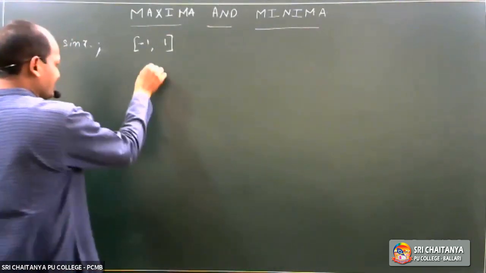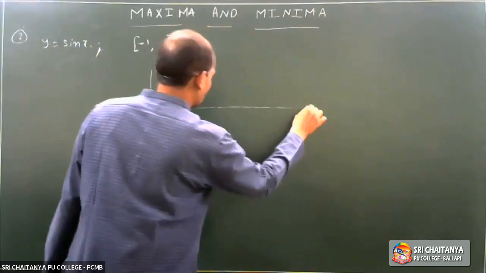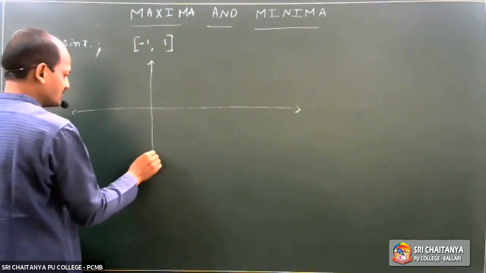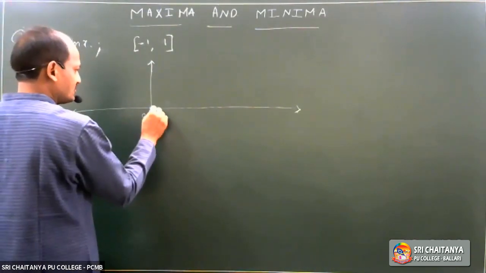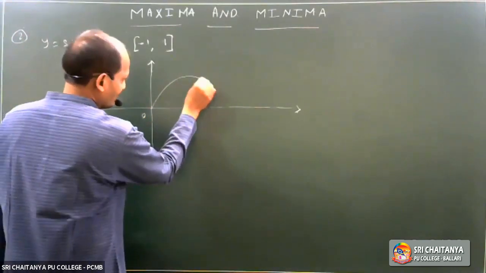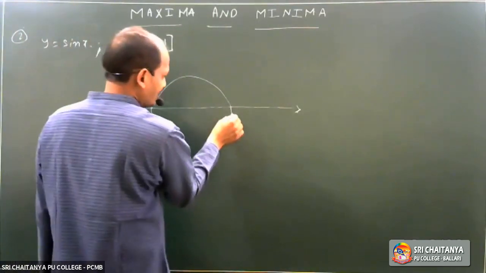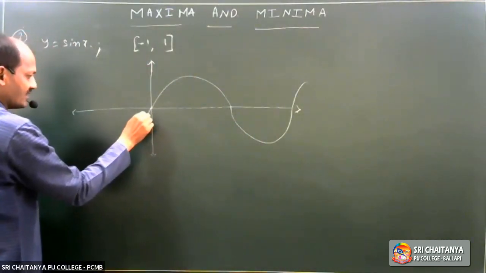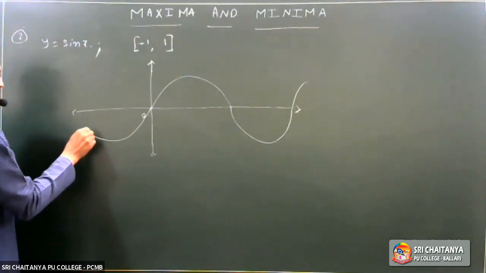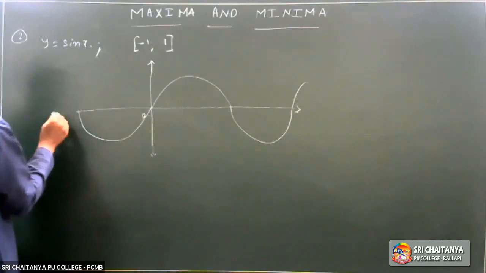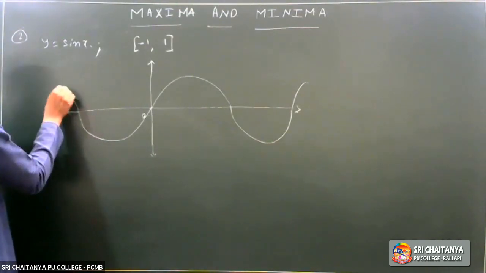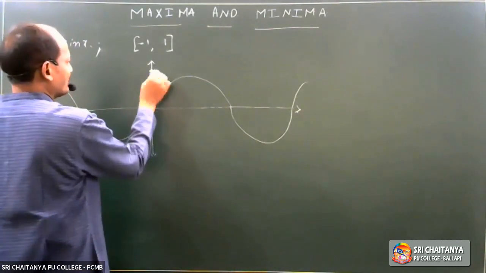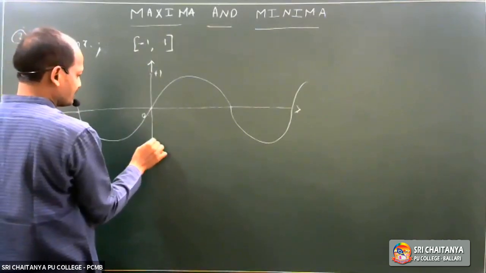You know the sine graph. The sine graph passes through the origin. Sine 0 is 0. Sine 90 is 1. Sine 180 is 0. Sine 270 is minus 1. And again sine 360 is 0. Sine of minus 90 is minus 1. Sine of minus 180 is 0. Again it is increasing. In the sine graph, the greatest value is plus 1. The least is minus 1.